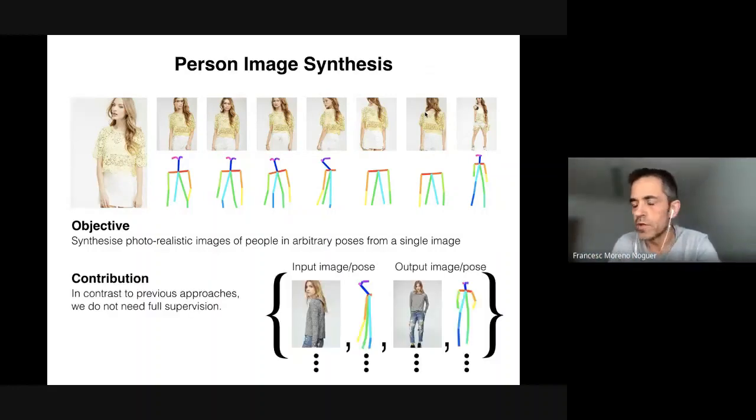So the main contribution here is that there was already some work that solved this problem, but in contrast to previous approaches, we didn't use full supervision. So our input data was not pairs of input images and output images. We only used the input images, but not the output images, only the output desired poses, all right? So this makes it easier to obtain data. You don't need to have the same person seen from different viewpoints to build the data set.